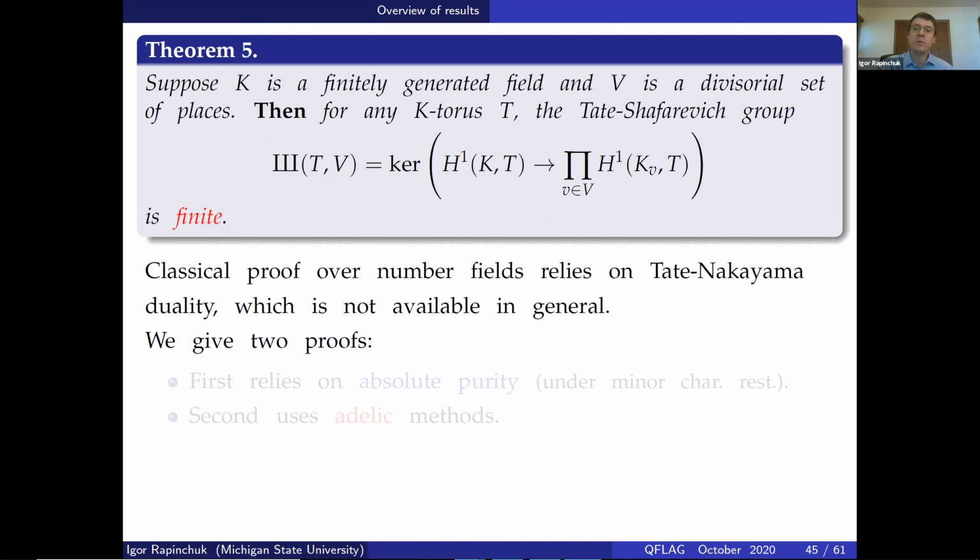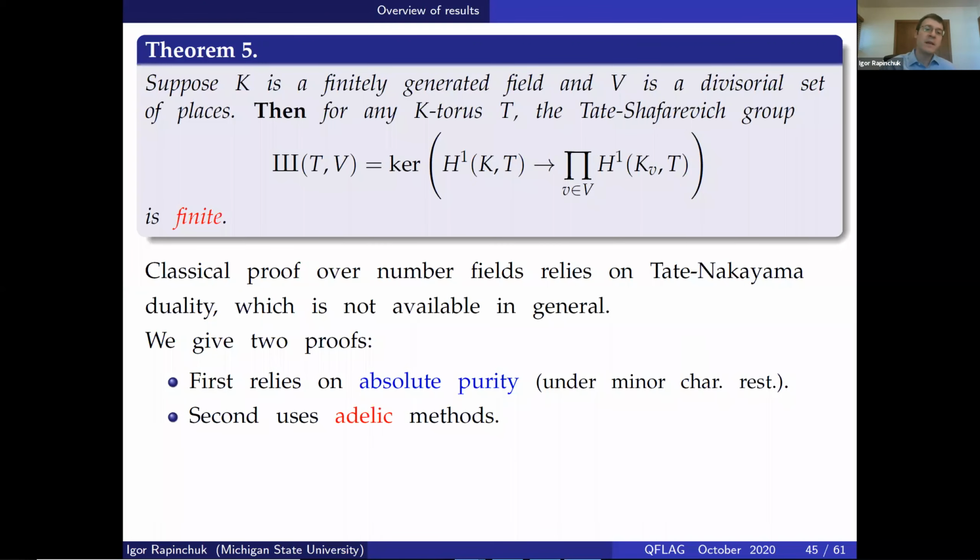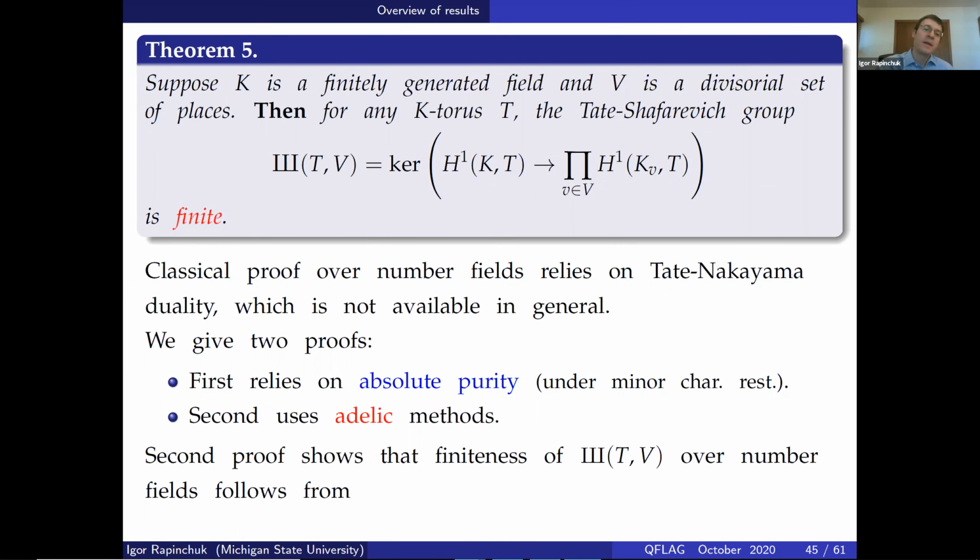So instead, we give two proofs. The first one, the main ingredient is Gabber's proof of absolute purity, and this requires some minor restrictions on the characteristic of our field. The second one works in arbitrary characteristic, and it basically uses adelic methods in a higher dimensional setting.